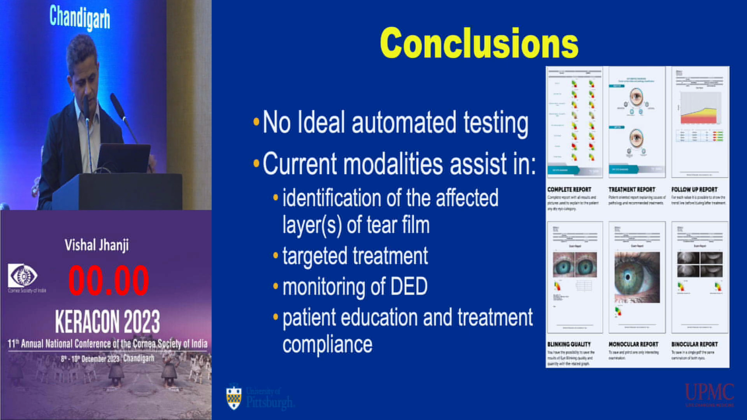I found this online. The machine, it's a European company. The machine gives out a complete report, a treatment report, a follow-up report, blinking quality, a monocular report, and a binocular report to the patient. So this is what goes home with the patient. I'm sure if patient gets this pretty much once every 3 months, if they have severe dry eye, they would be more compliant towards the treatment that you are instituting.